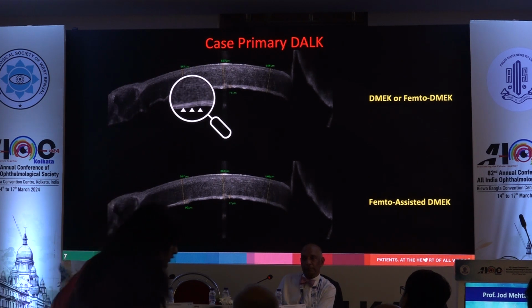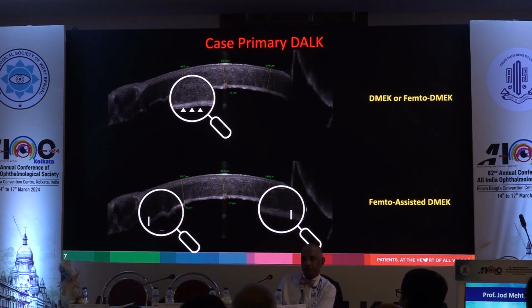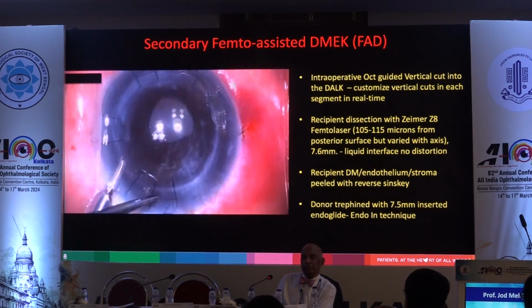So what you want to do is basically a femto-assisted DMEK, and the way we do it is that we cut from the inside of the anterior chamber into the stromal tissue using a femtosecond laser. For the laser to do this, I use the liquid penetrating keratoplasty module on the Z8 femtosecond laser. So this is the surgery.